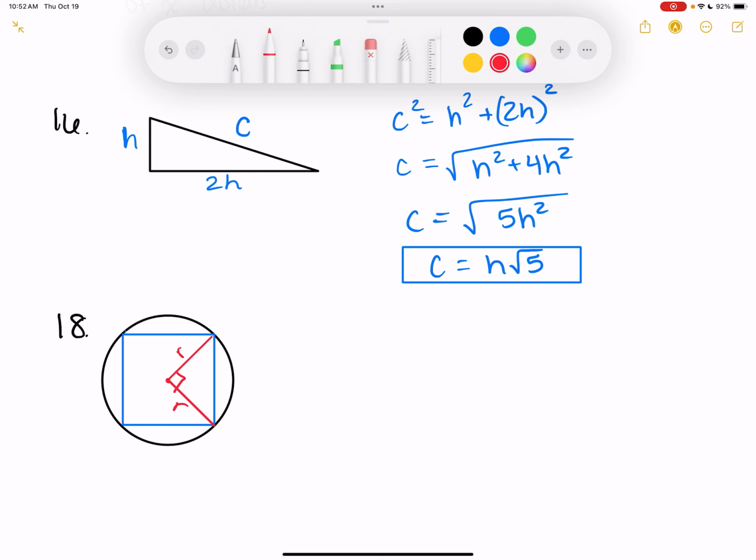And then this is going to be my side of my square. So what shape is that? A right triangle, a special one. A 45-45-90 right triangle, yep. Just a couple things I'm going to note here. The radius is half the diagonal of the square. S is the side of the square.